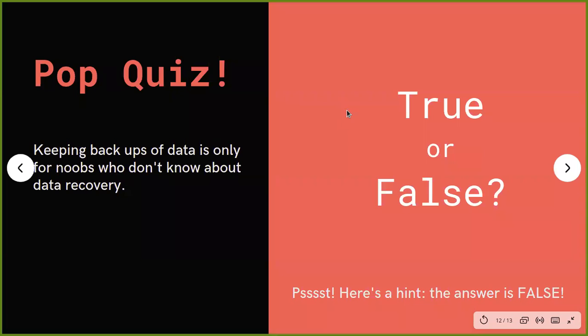So before we end, I have a pop quiz. I actually expect you to answer. True or false? Keeping backups of data is only for noobs who don't know about data recovery. I swear if you get this wrong.